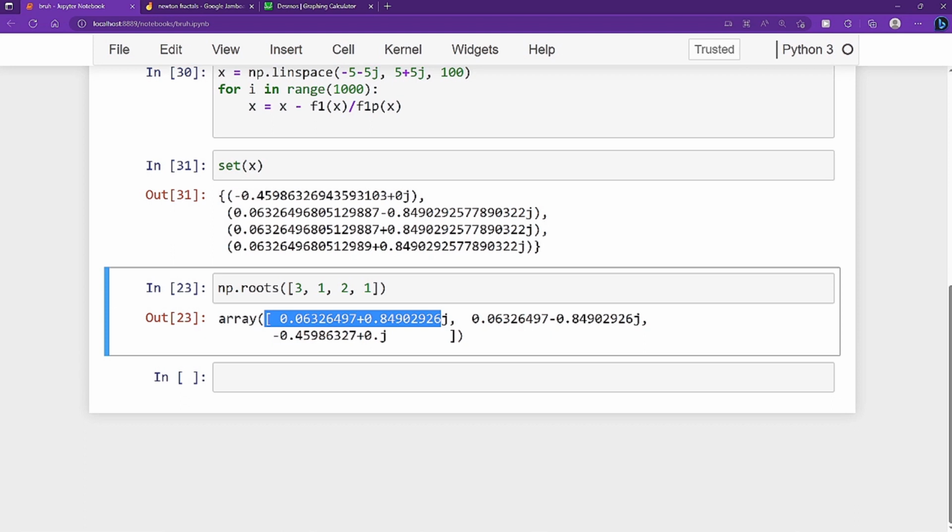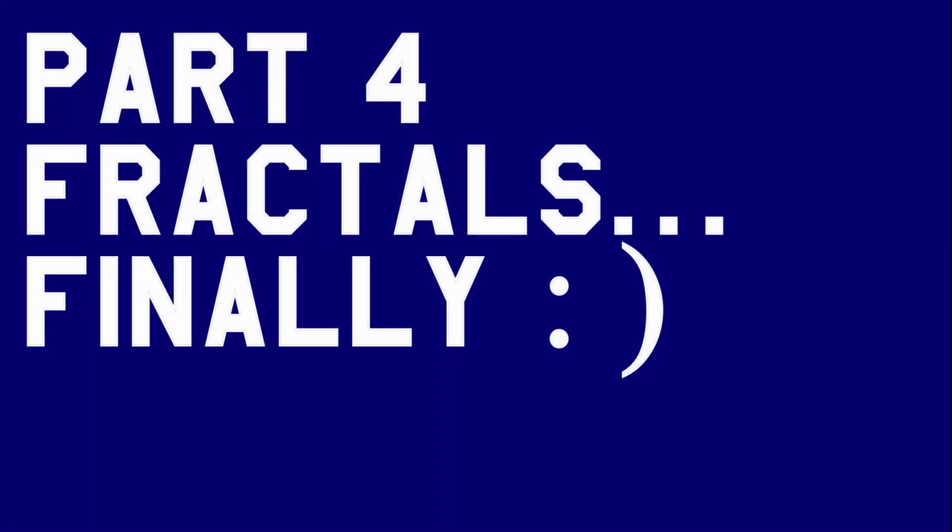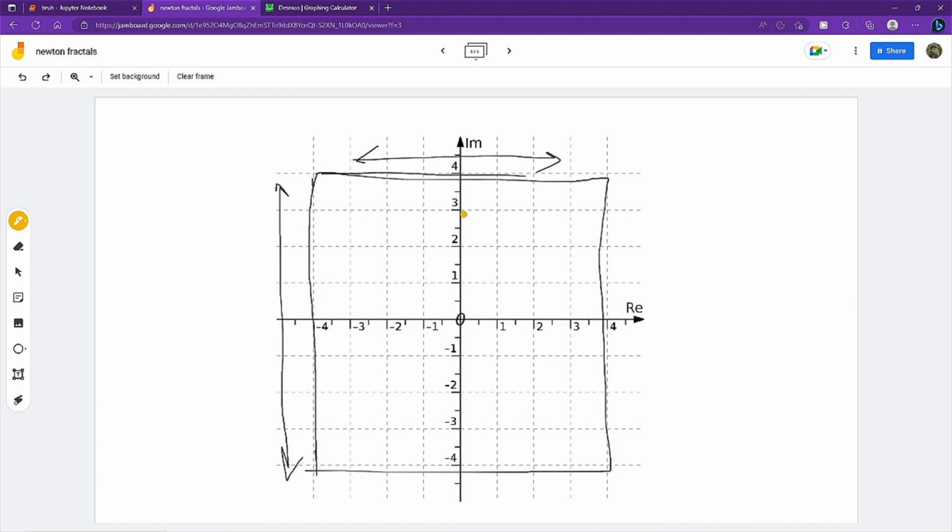Now we're actually going to implement Newton's fractal after all this time. So let's get right into it. So now we're going to talk about Newton fractals.